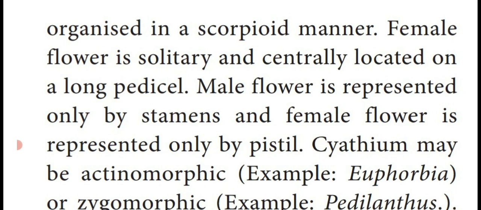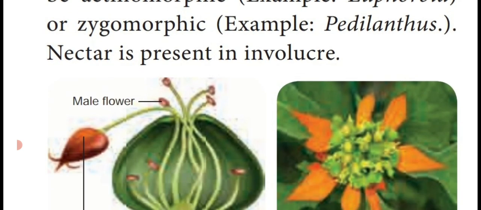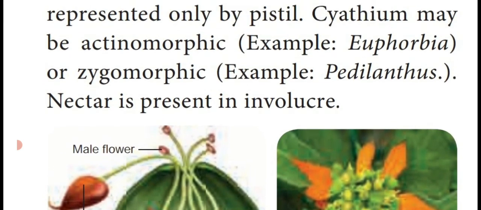So this cyathium inflorescence may be actinomorphic. Actinomorphic means if a flower is divided along any plane or any radial line, it is divided into two equal halves with equal parts. That is said to be, the cyathium may be actinomorphic. Example, Euphorbia. The diagram I showed in the previous page is the example of Euphorbia species.